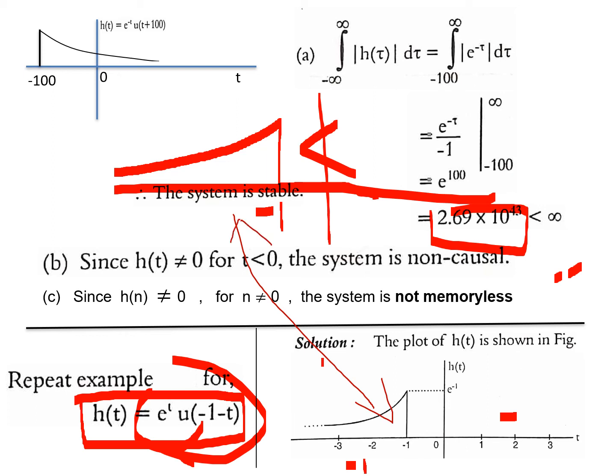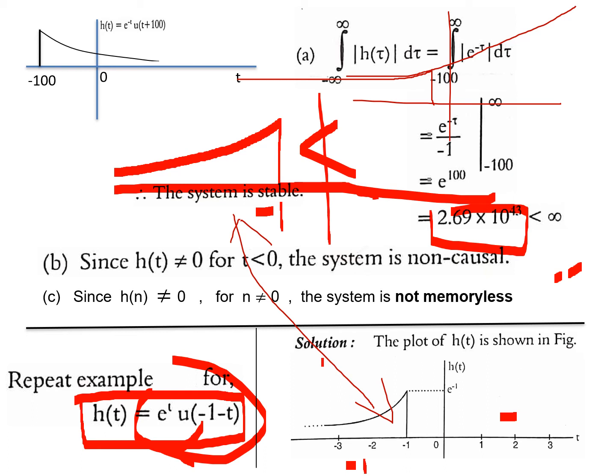You draw e power of t. e power of t is a rising signal from minus to plus infinity. Then multiply by u of minus 1 minus t. That is a shifted, folded step signal. So that will curtail the signal only from minus infinity up to minus 1. After that, the signal becomes 0. Now this system should be stable because the area under the graph is finite. The area starts at minus infinity, ends at minus 1.